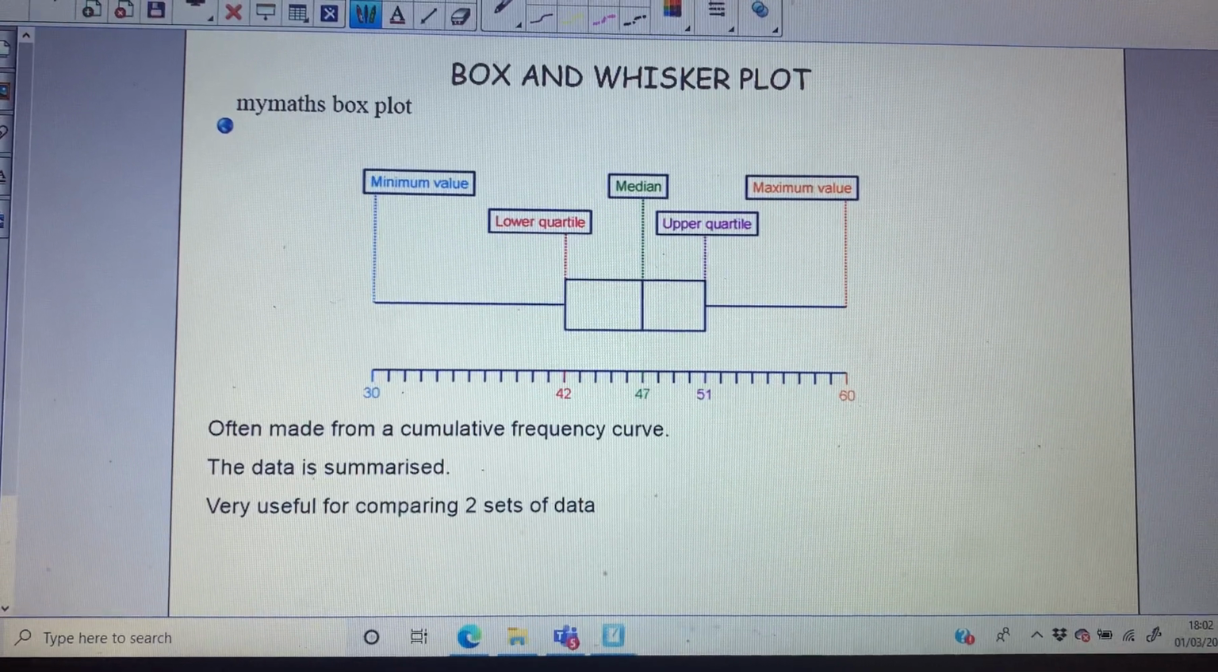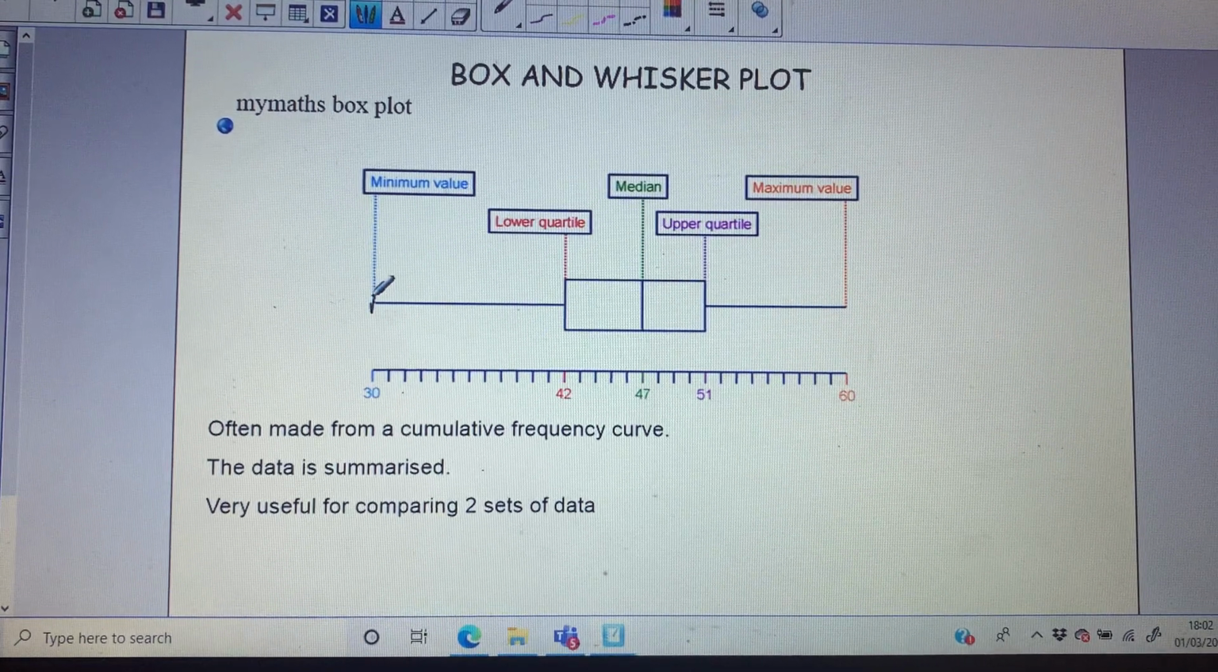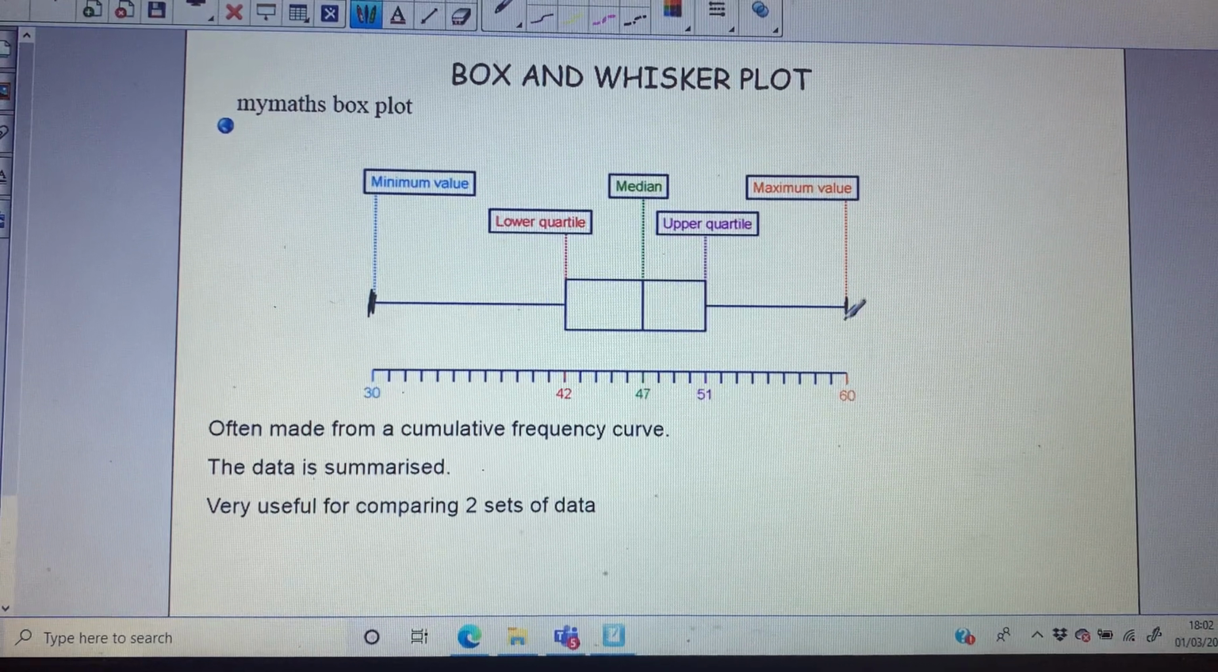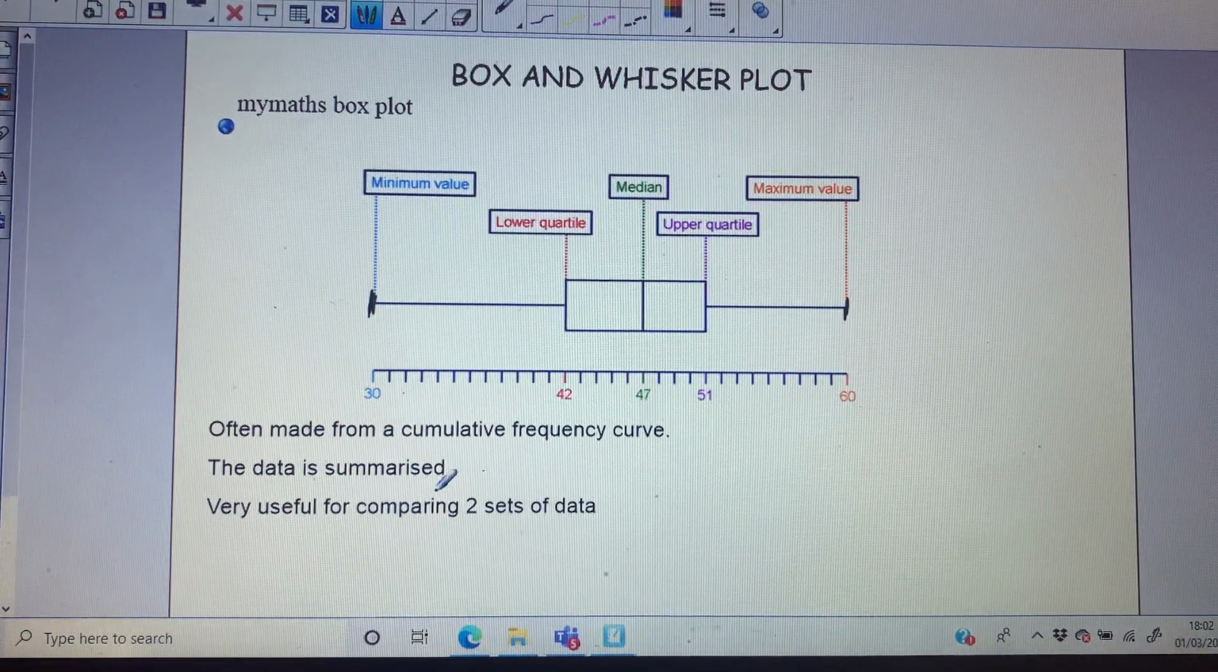Right, box and whisker plot. So you've met this at GCSE and A-level. I think at GCSE we might just call it a box plot, but it's full on old-fashioned at A-level. It brings the whiskers back, and of course the whiskers are the maximum and minimum values. Now the thing about the box and whisker plot is that it's summarized data.